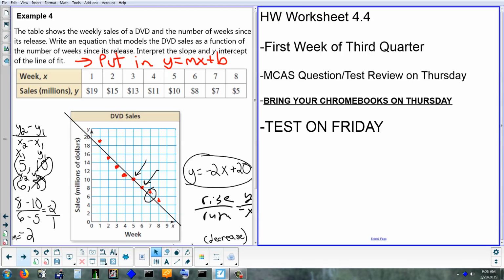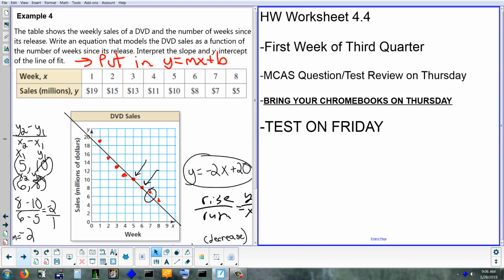We're only doing 3 days of sections this week. Well, actually, we're only doing 2 sections. We did 4-4 today. We'll do 4-5. We'll break it down into 2 parts. Again, it's all on scatter plots. Thursday, we're going to do an MCAS question. The MCAS question will deal with scatter plots. And then we're also going to do a test review in class for the second half.